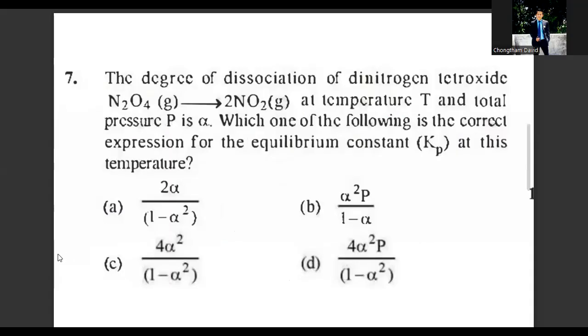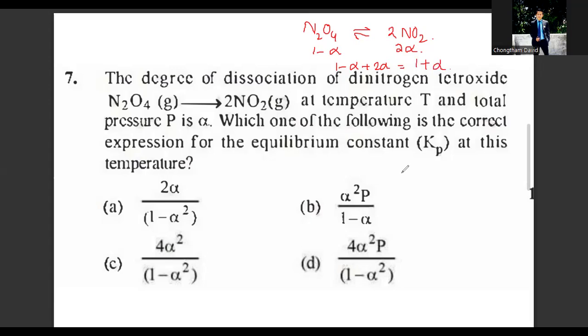The degree of dissociation of dinitrogen tetroxide. Actually, this is a dimerization. The reverse will be the dissociation of dinitrogen tetroxide, giving nitrogen dioxide. So let us build up an equation for the dissociation of dinitrogen tetroxide to generate 2 moles of nitrogen dioxide. If alpha is the degree of dissociation, you have twice alpha. So what is the total mole? 1 plus, cancel this alpha and alpha, you get 1 plus alpha.